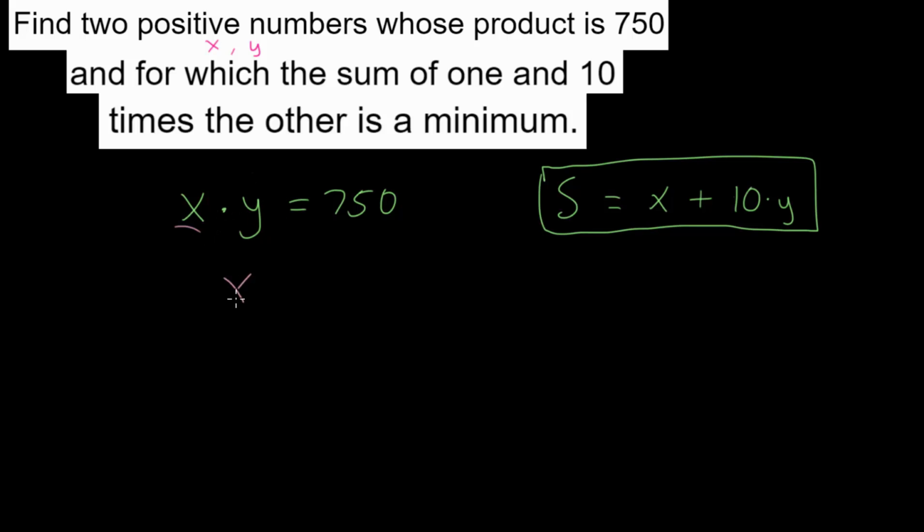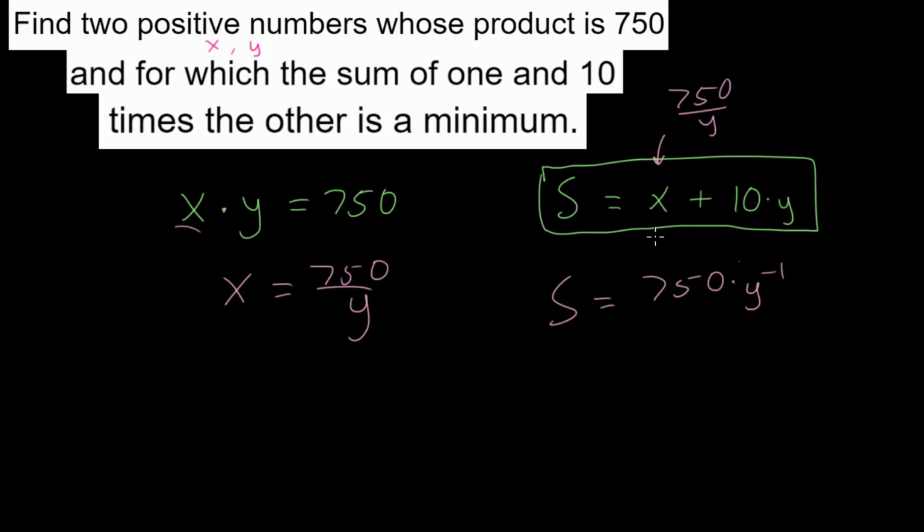We can divide each side by y. We get 750 over y. And then anywhere we see an x, we will replace that with 750 over y. So that our sum is now 750 over y, or I will actually write this as y to the minus 1 power since we'll need to take its derivative, plus 10 times by y.